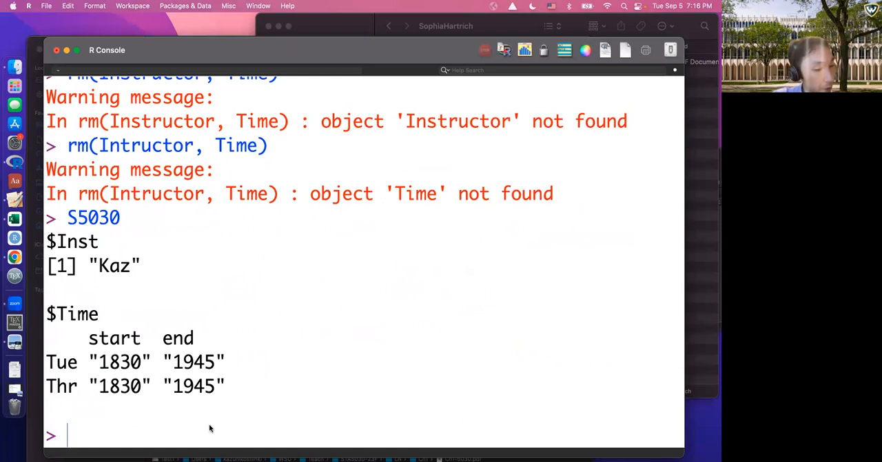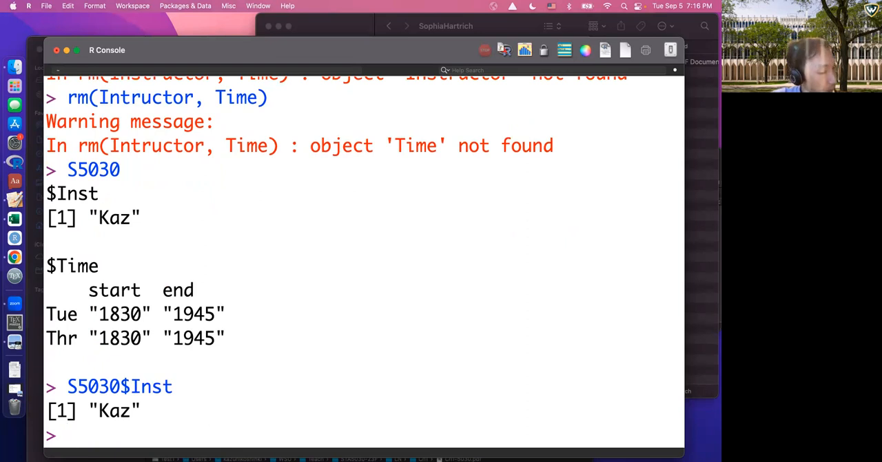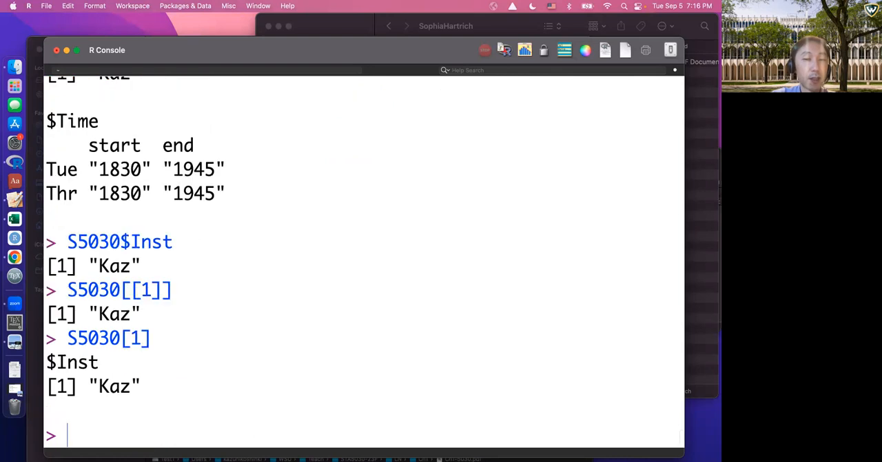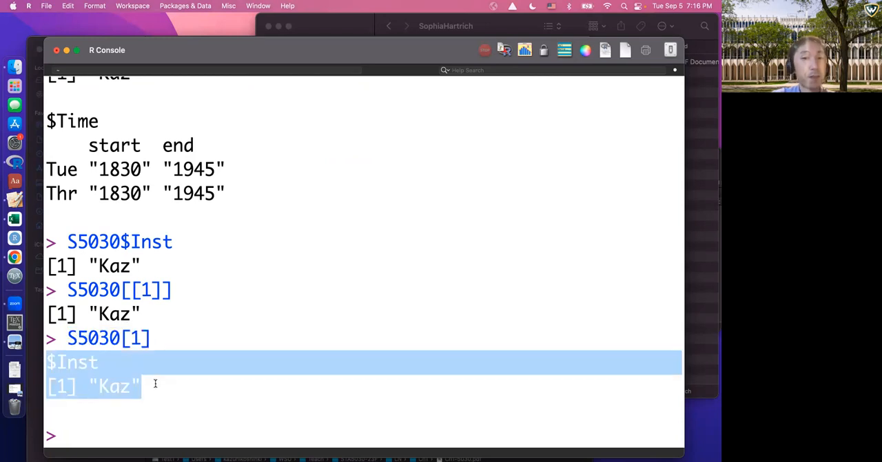Okay, so this is a list. A list consists of multiple objects, and we can access the list by typing the $ sign. So S5030$INST, then you can get this. And also we can get this by double bracket 1. We get the same answer. Single bracket is similar, but with the single bracket, it is still a list with only one object. So a list of one object and the object itself are different, right?